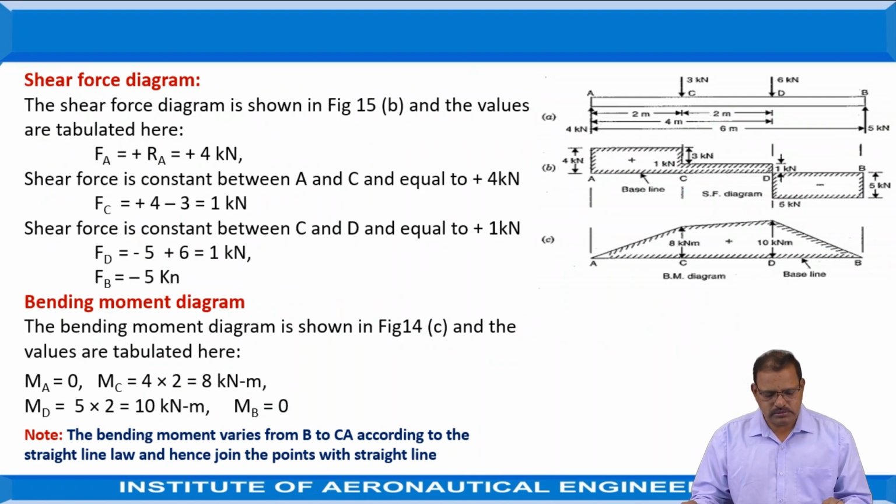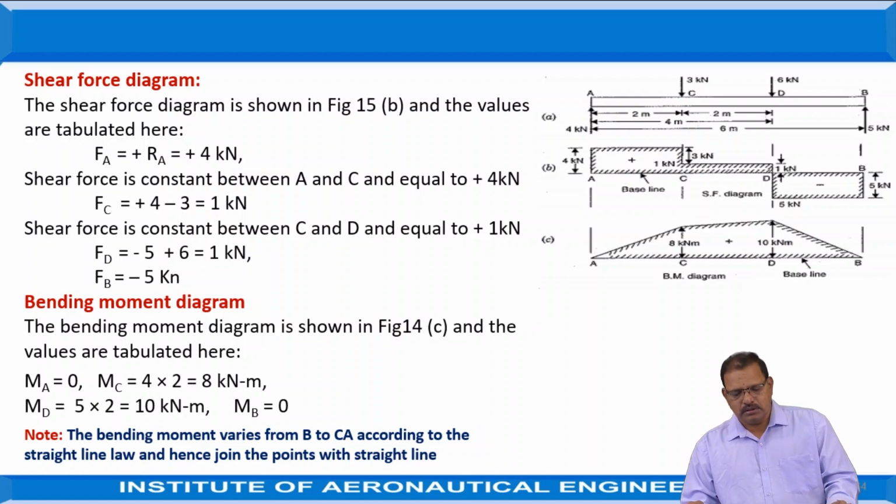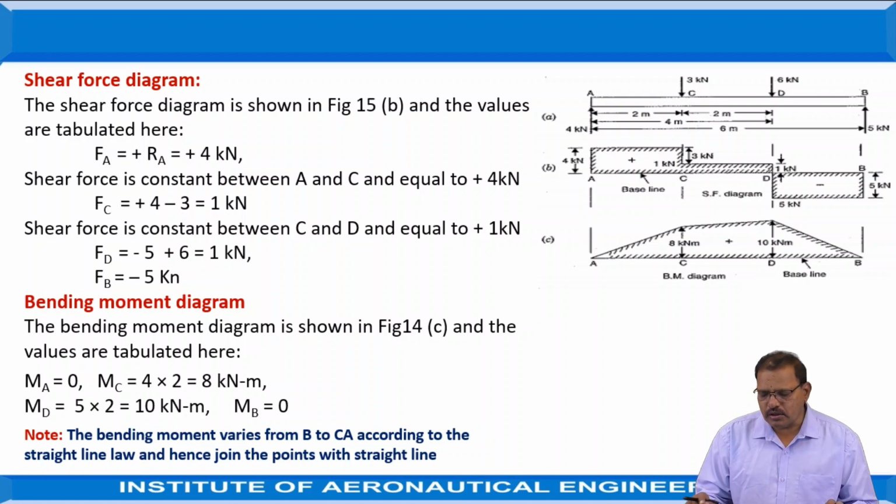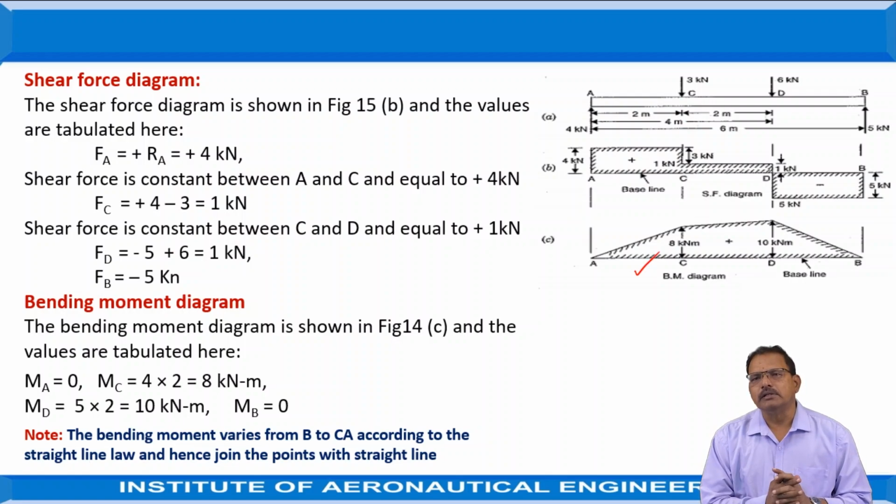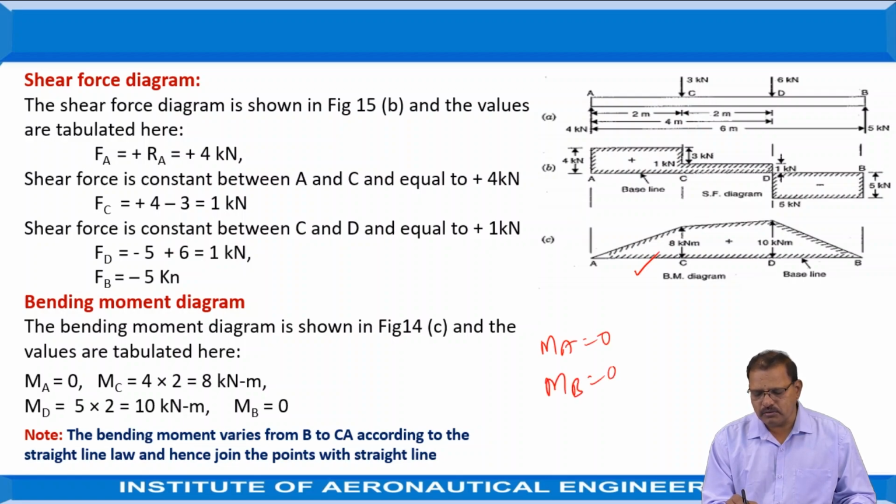Bending moment diagrams. The bending moment diagram is shown in figure 14.C, and the values are determined as given below. The bending moments at the free ends, that is A and B, are equal to 0. That is, MA is equal to 0 and MB is equal to 0.